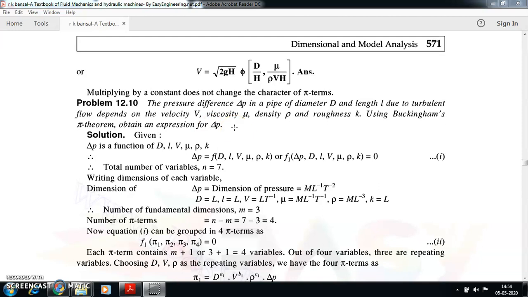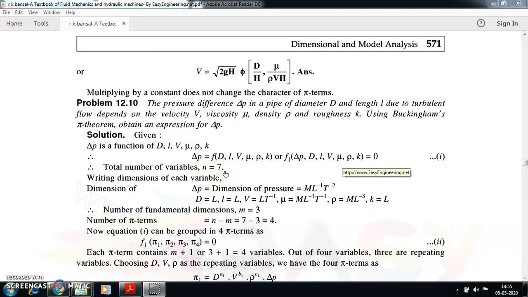So now start working. Your delta P is a function of d, length, velocity, mu, density and roughness. That is, delta P is a function of all these quantities. Or I can state that a function f1 of all the variables from delta P to k is equal to 0. If you count how many variables there are: delta P, d, L, v, mu, rho and k, there are 7 variables, so your small n is equal to 7.